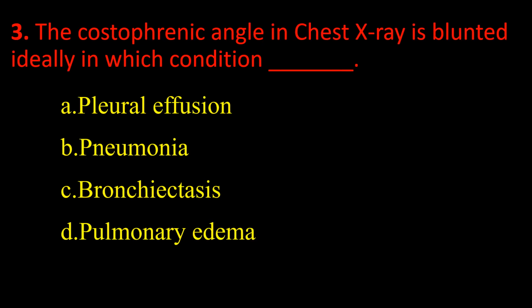The third one, the costophrenic angle in chest X-ray is blunted ideally in dash condition. A. Pleural effusion, B. Pneumonia, C. Bronchiectasis, D. Pulmonary edema. So here the answer is pleural effusion. In this condition, the costophrenic angle is obliterated.